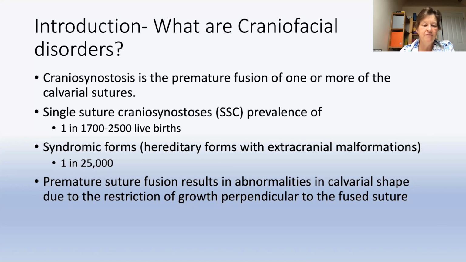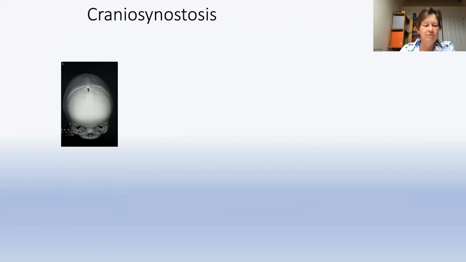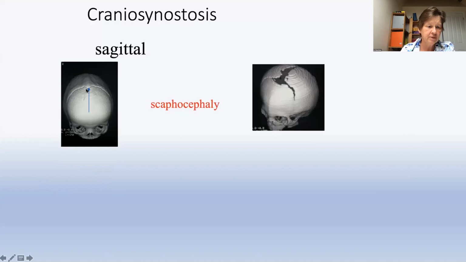So what is the actual effect? Well, when the suture fuses prematurely, then you get abnormalities in the calvarial shape. And this is due to a restriction of growth, which is perpendicular to the fused suture. So if we take, for instance, this one here, this is a sagittal suture synostosis, where the suture going from the anterior to the posterior direction has fused too early, and the skull shape becomes long and boat-like. So you do not get the lateral spread here, particularly in the frontal area on this particular patient, that you should.